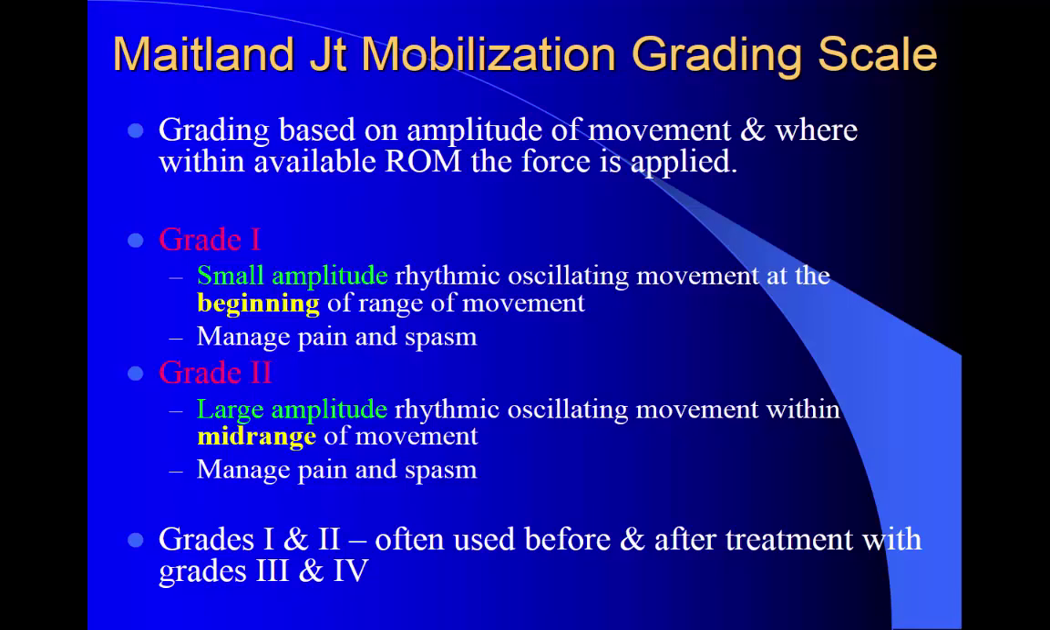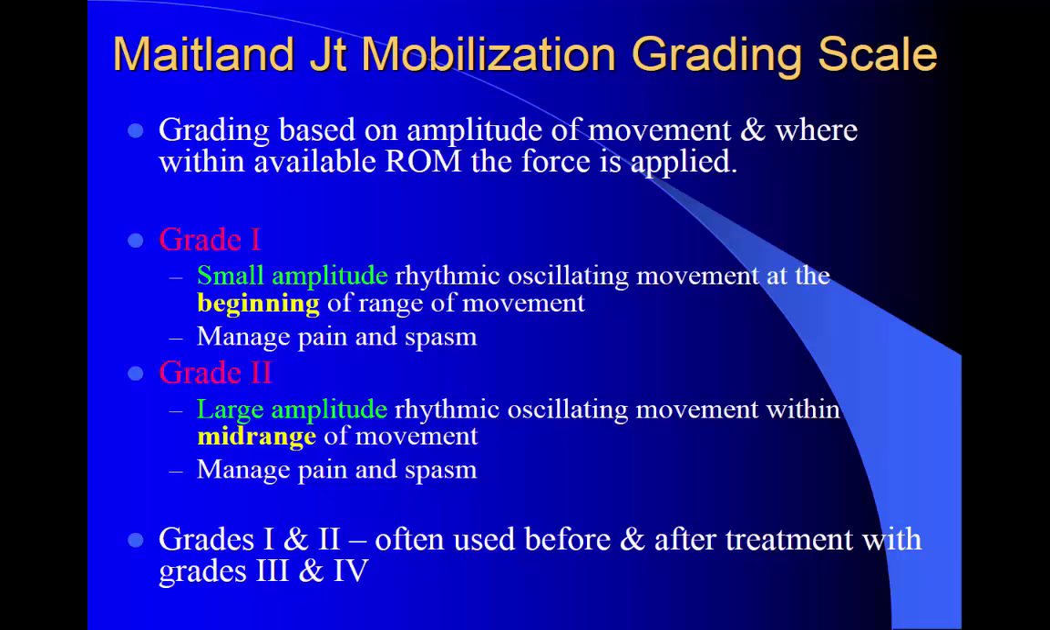The grading scale that is used to determine the type of mobilization is referred to as the Maitland Joint Mobilization Scale. The grading is based on the amplitude of the movement and where within the available range of motion the force is applied. A grade 1 mobilization occurs when small amplitude rhythmic oscillating movements are performed at the beginning of the range of movement. Grade 1 mobilizations are performed to manage pain and spasm.